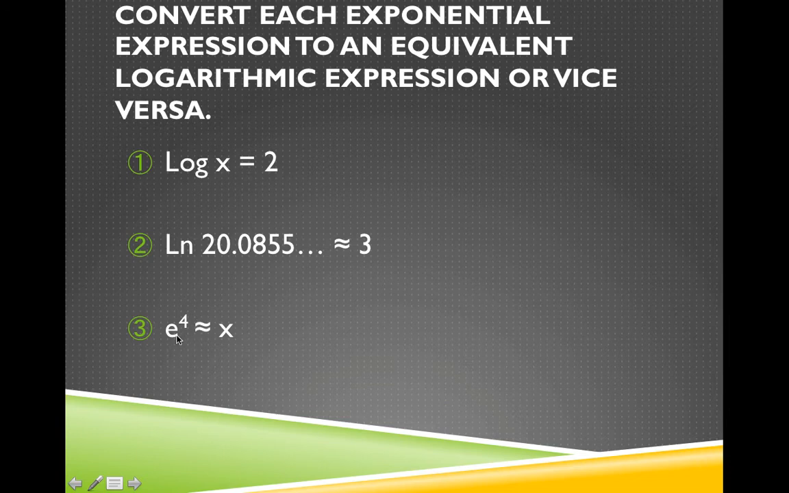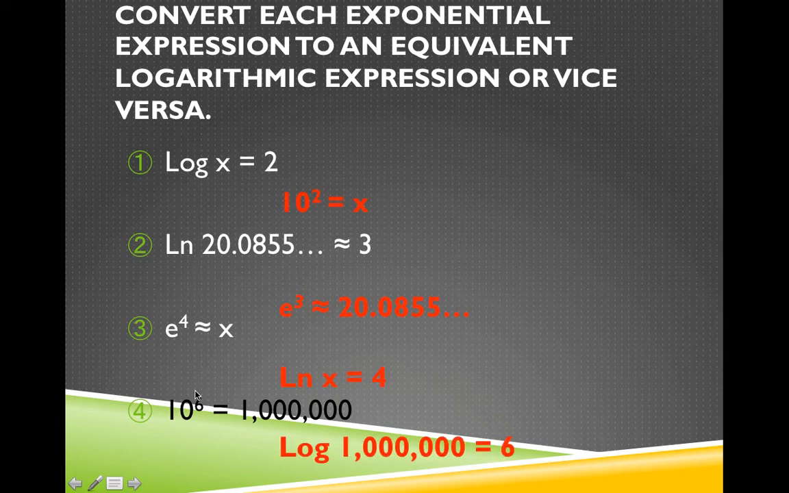This is an exponential with e in it. So if we wanted to write this in logarithmic form, we would say ln, the natural log of x, is about 4. This is an exponential expression with a base of 10. If we wanted to write our logarithmic expression, we would say log of 1 million is equal to 6.